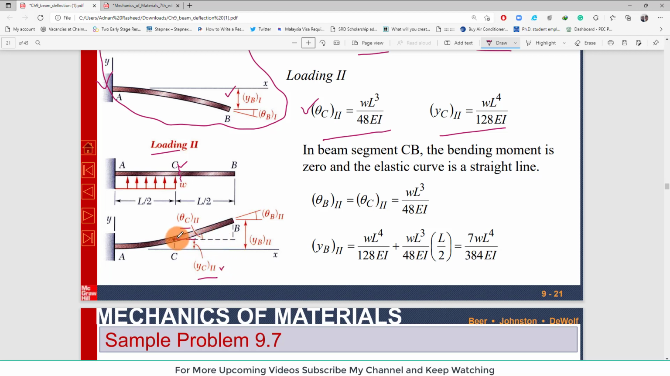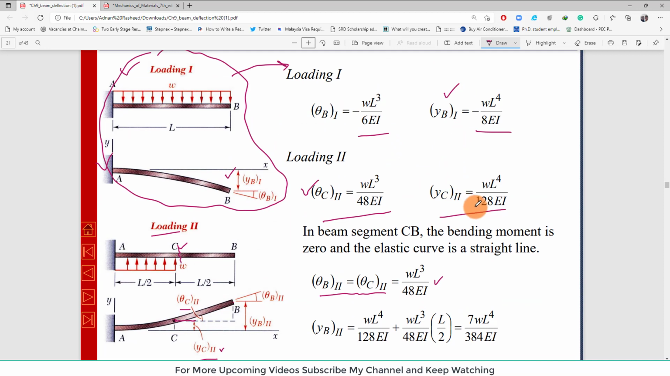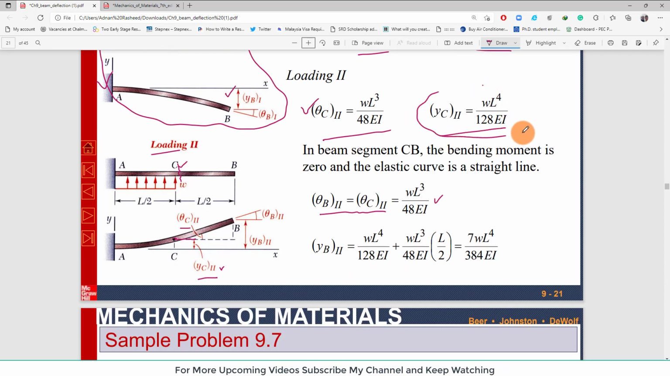Now in segment CB there is no loading, so the bending moment is 0 and the elastic curve is a straight line. So it means the slope at point C is equal to the slope at point B, which is the same WL cube over 48 EI. Clear? So they both are the same. Now the slope at point B is the total slope, and this is equal to the slope at point C plus this perpendicular distance.